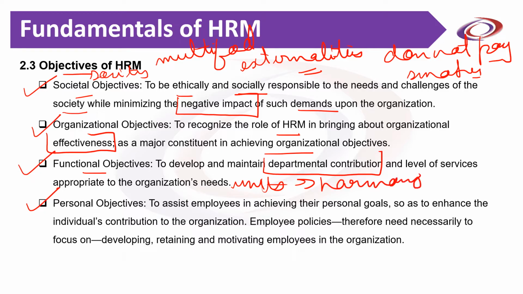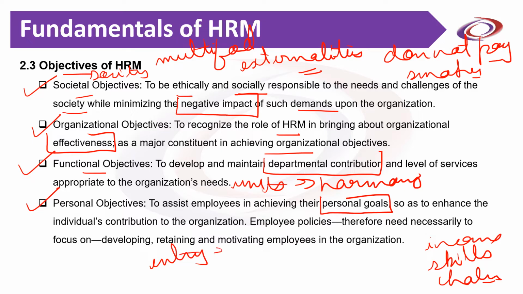And finally we have the personal objectives, that is related to the personal goals of the employees. The employees' goals could be creating more income for the family, to increase their skills, or to have new challenges. So according to that, the scope is from entry to exit of an employee. Thus, developing, retaining and motivating employees in the organization comes under personal objectives. So these were the main goals.